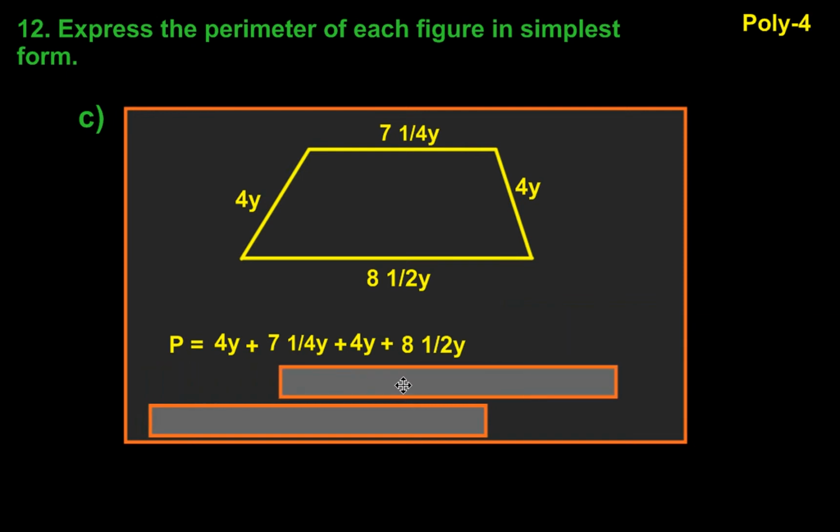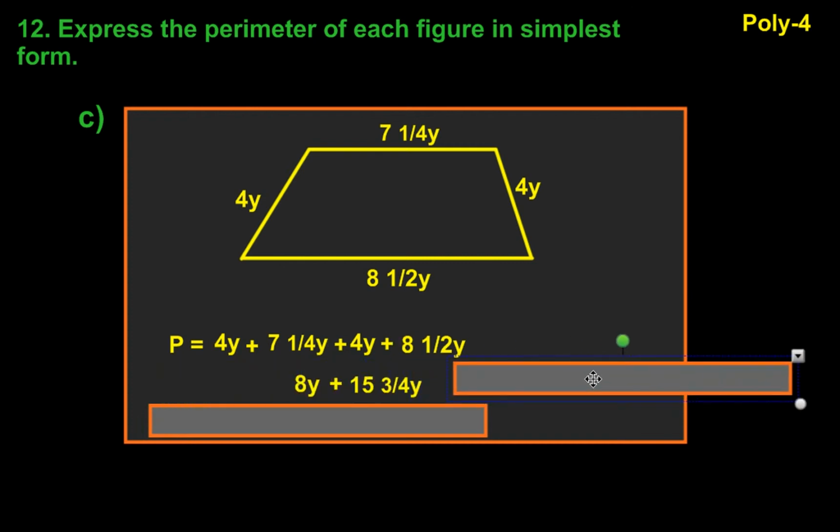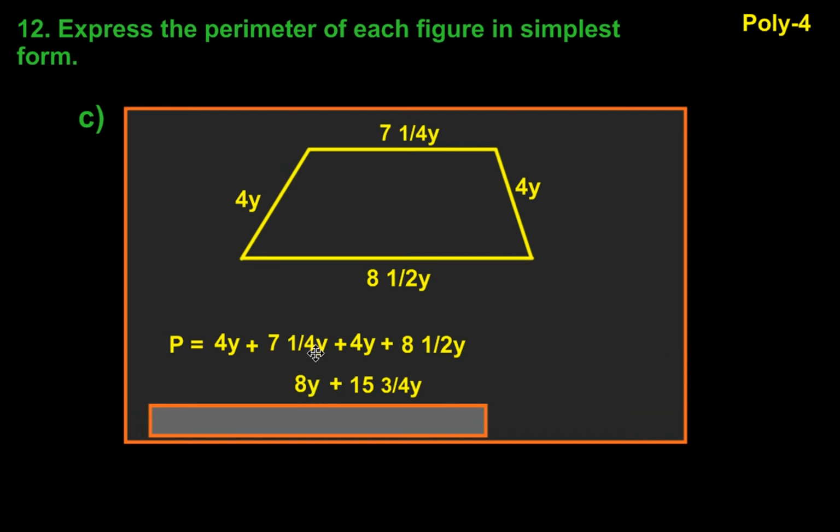If we combine some of those terms, we have 8y plus 15 3/4 y. Well, the two 4y's gave us 8y, and 15 3/4 y came from 7 1/4 plus 8 1/2. And now these are still y's, so we can combine these, which brings us to a total of 23 3/4 y, and we have to say units because we weren't given a specific unit measurement for these sides. But you always have to say units when you're talking about perimeter.